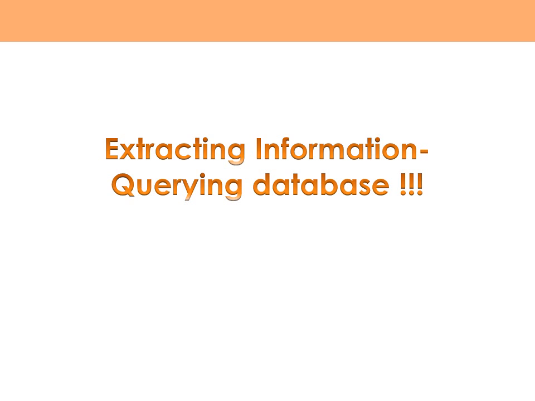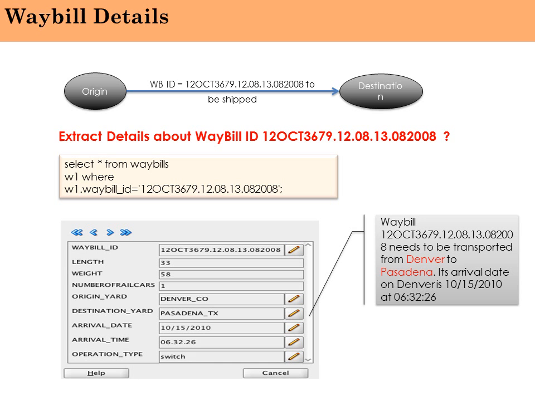Now in the next section, we will show how we query the database to extract information in order to decide the train sequence to ship a particular variable. We have selected a variable with this variable ID. In order to extract details about this variable, we fired a select command on table variable, filtering by this variable ID. The result of the query is shown here. This specifies that the variable arrives at Denver on 15th October 2010 at 6:32 a.m. and it needs to be transported to its destination yard, Pasadena.